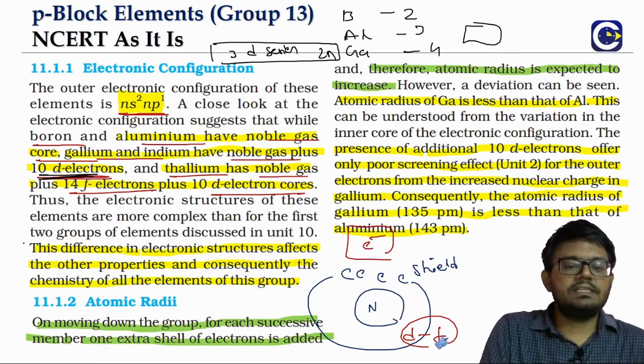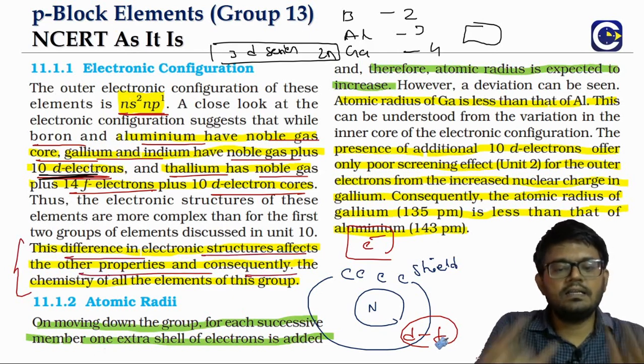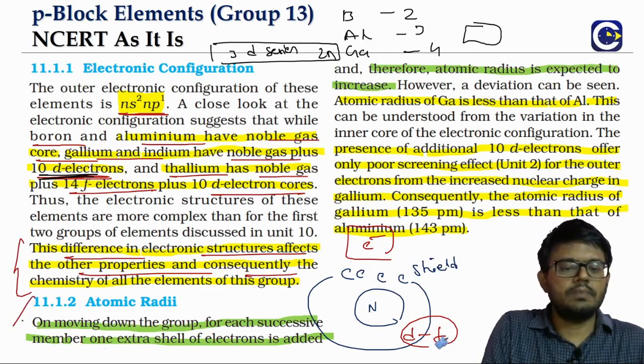Now, what I was mentioning is that the difference in the electronic structure will affect other properties. So one by one we'll go through the properties. First we'll begin with the atomic radius.